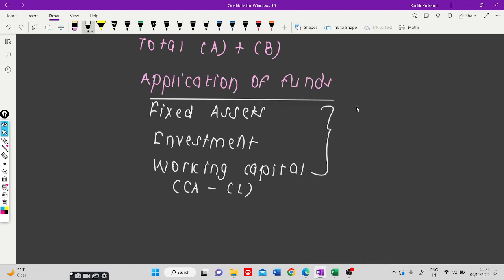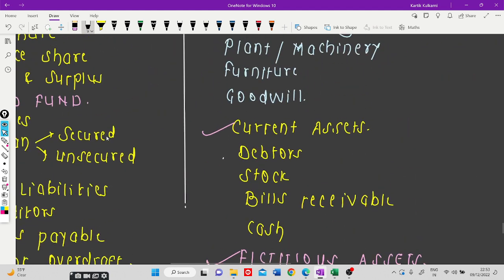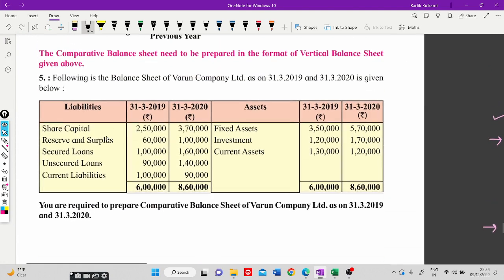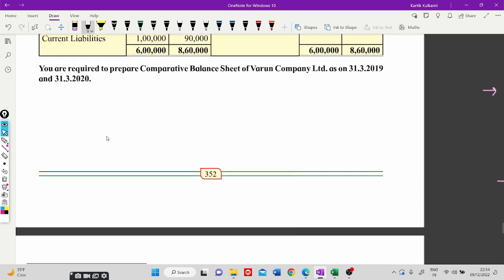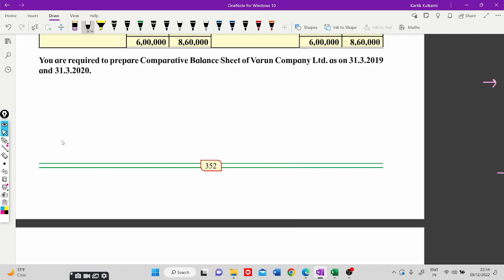In this way, balance sheet can be represented in the vertical format, and comparative analysis or analysis in the form of common size statement can be done for better understanding of the financial position of the firm. In this video, we will be discussing the comparative balance sheet by referring problem number 5, page 352.